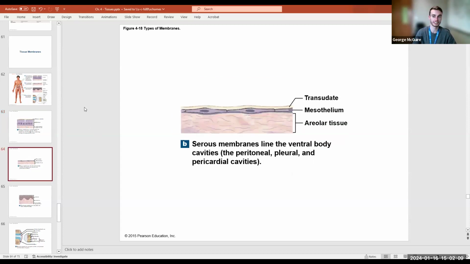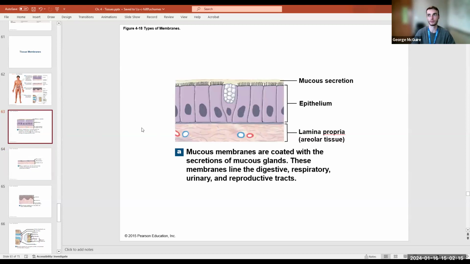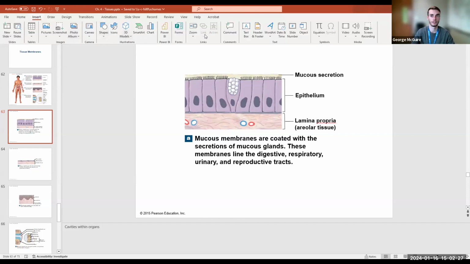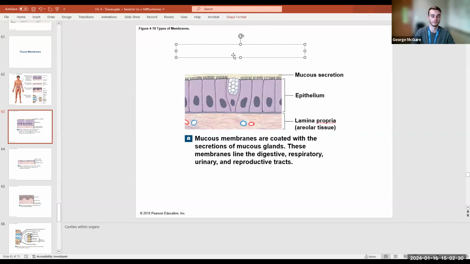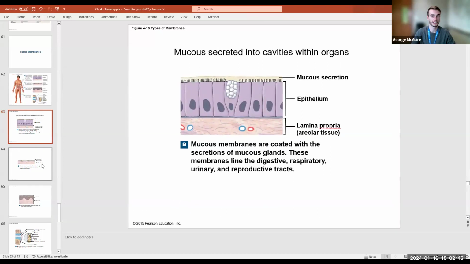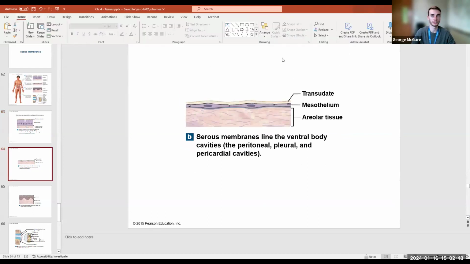We then have serous membranes, which is what lines all of the ventral cavities. So I guess to try to simplify this even further, mucous membranes will typically be found in cavities within organs. That's too small. I'm going to add that in. So mucus is typically secreted directly into cavities within the organs, whereas serous fluid is secreted into cavities between organs, like cavities outside of that organ, essentially.